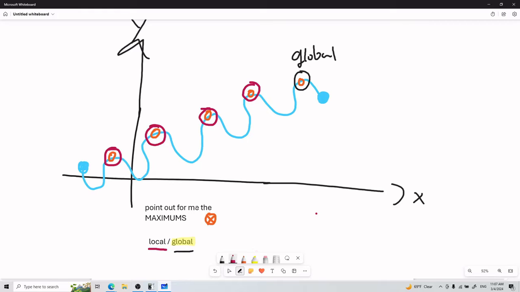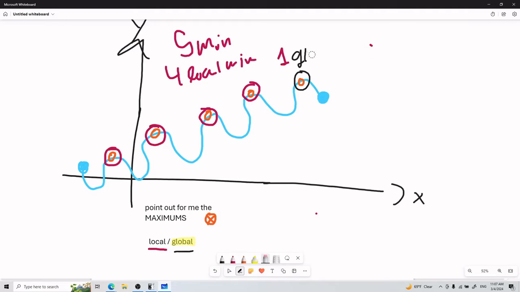And so here I would actually have 1, 2, 3, 4, 5. So this is 5 minimums, where I have 4 local minimums and 1 global min, okay? So that is intuition for local and global.